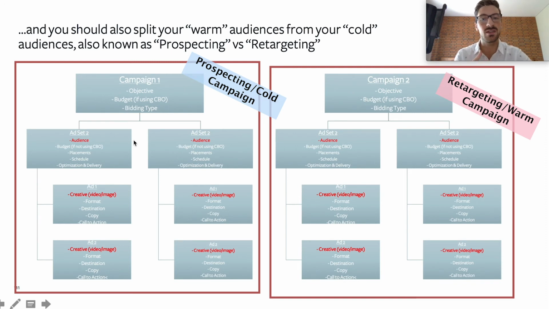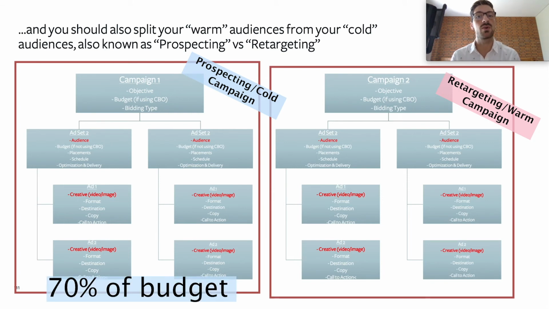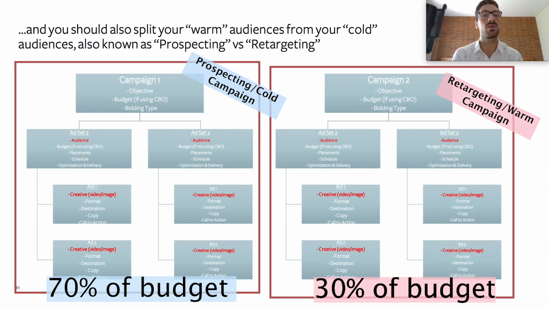And in some cases, this can work. I don't think that in principle, there's anything wrong with it. But most advertisers like to control how much they want to spend between their cold and warm. So, for example, with most of my businesses, I generally have about 70% of my budget go towards prospecting and about 30% of my budget go towards retargeting.